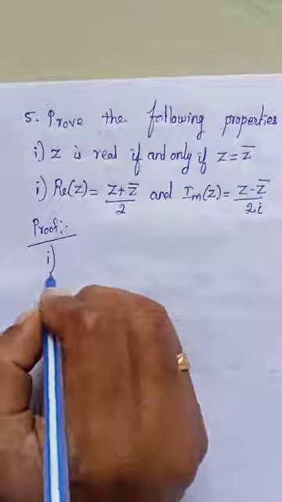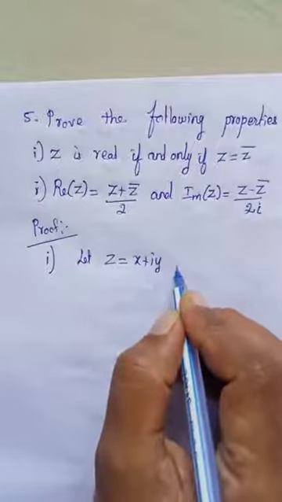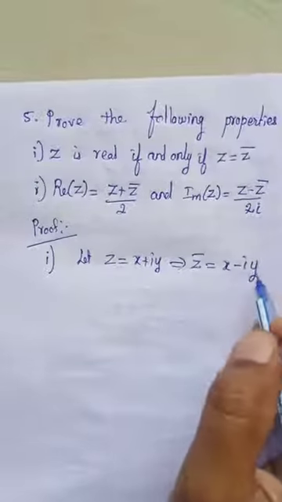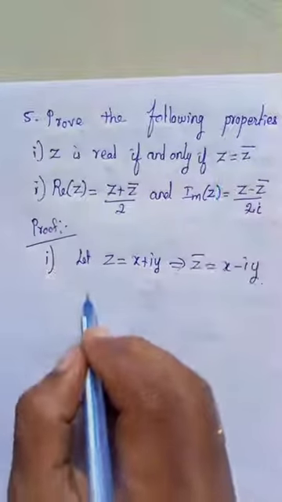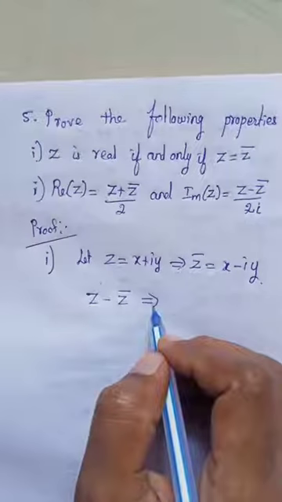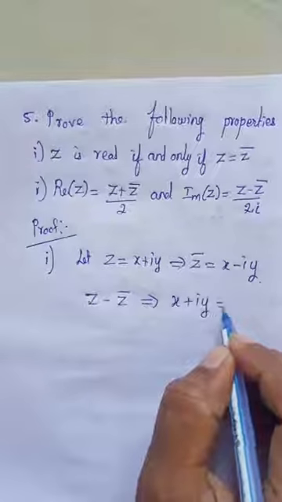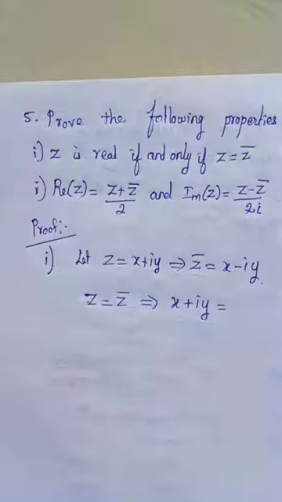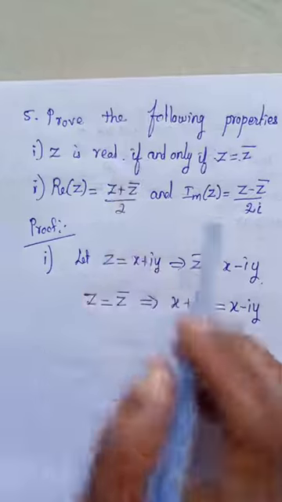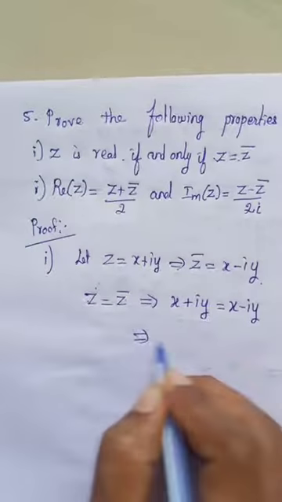Easy only. See the first one, we can take it, let Z is equal to x plus iy, which implies we may get Z bar, that we know, x minus iy. Any one condition we have to take, isn't it? We can take Z is equal to Z bar. See, if we take Z equal to Z bar, we have to prove Z is real, isn't it? Z equal to Z bar means x plus iy is equal to x minus iy.